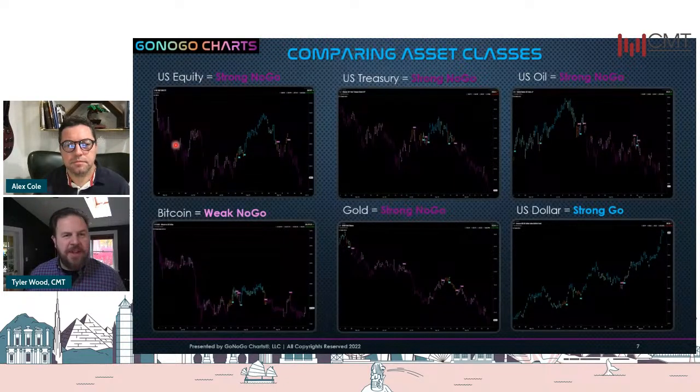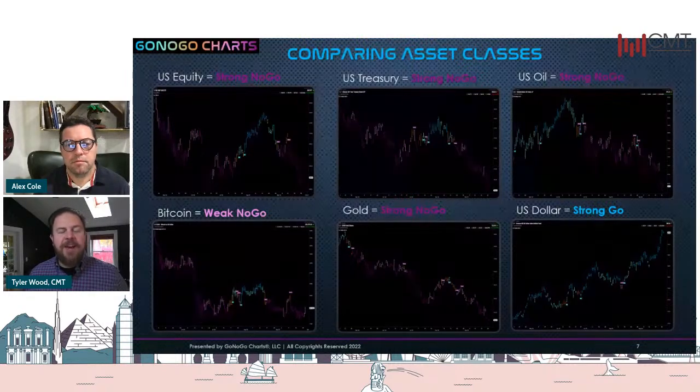We went through this just the other day. Equities in a strong no-go, treasury bond prices strong no-go, oil in a strong no-go, although that has come back in a favorable direction a bit since we pulled these charts. Bitcoin still in a weak no-go. Gold, surprising in an inflationary economy, no flight to safety here. Strong no-go trend on gold. That's been nobody's friend. And here's our lone standout, the US dollar, really outperforming the world's currencies and all other asset classes.